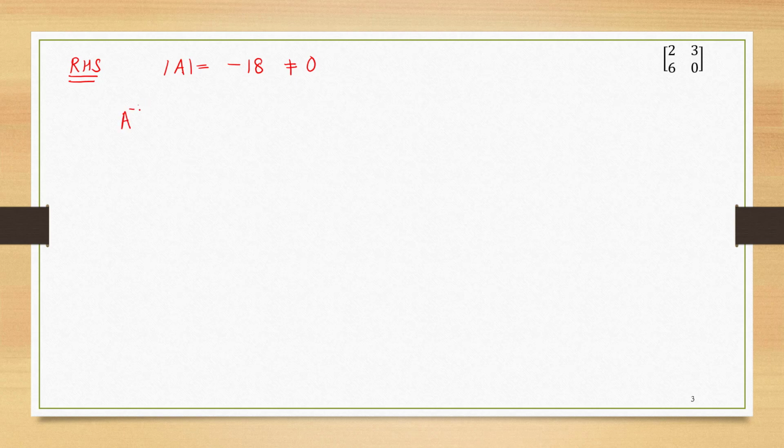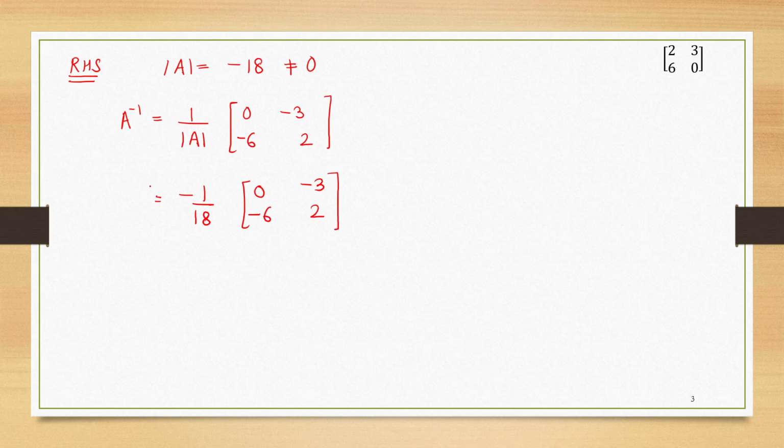So A inverse, if you are doing the subjective question, you have to find A inverse by finding minors, cofactors and then adjoint. But if you are doing a multiple choice question, you can just write like this. A inverse is 1 by determinant A into a matrix made by interchanging the diagonal entries. So we get 0 here and 2 here. And non-diagonal entries are multiplied by negative sign. So minus 3, minus 6. So this is minus 1 by 18 into 0, minus 3, minus 6, 2.